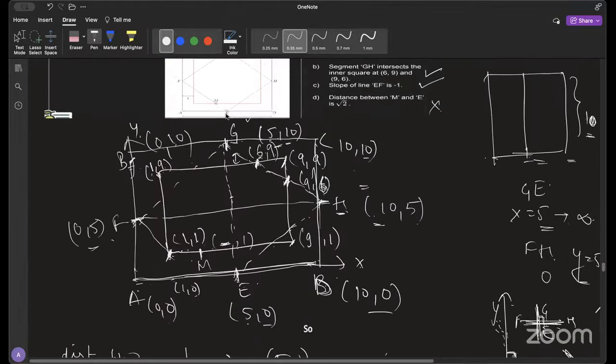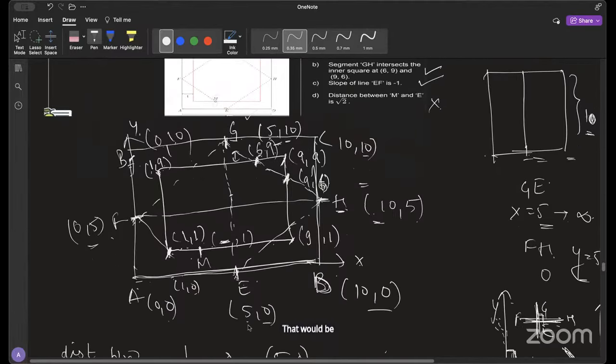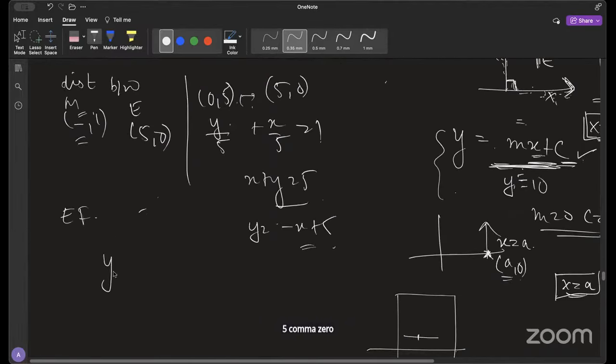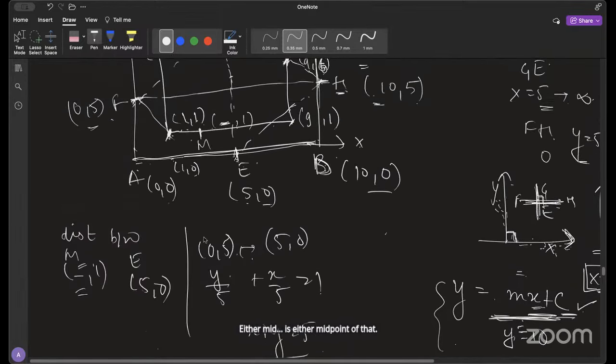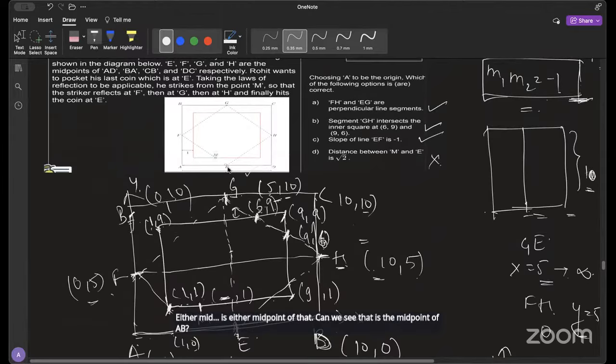So E is 5 comma 0. Is E the midpoint of AB? Can we say that? Yeah, it's given in the question that these points are midpoints.